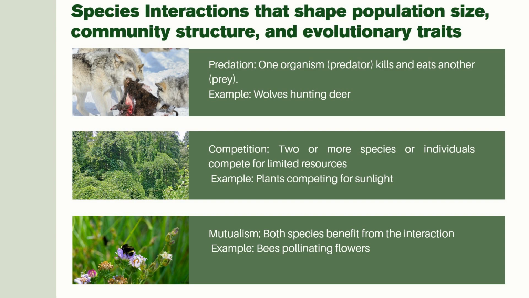Then we have mutualism, where both species benefit from the interactions, such as bees pollinating plants. These interactions can also create leverage points, where protecting pollinators or restoring predators can impact a whole system and allow it to rebound.